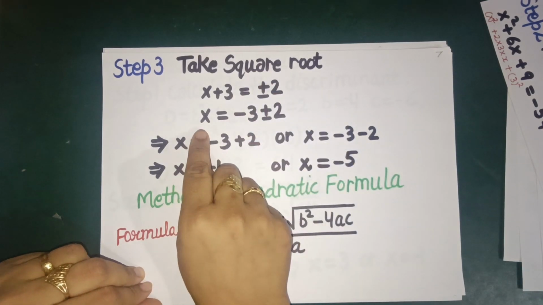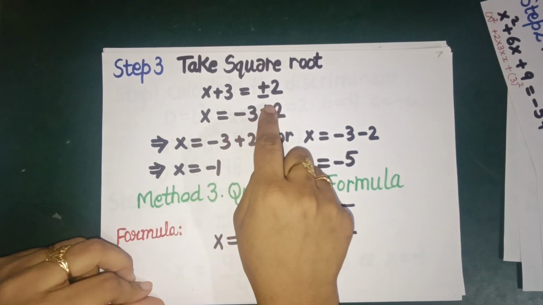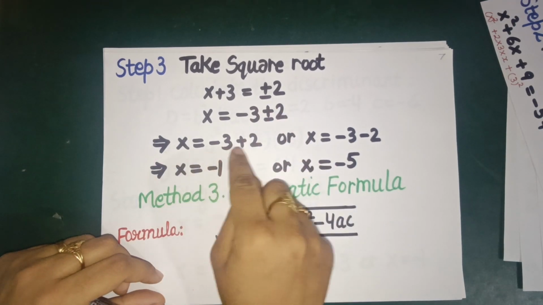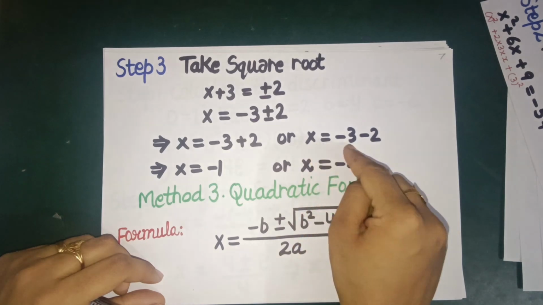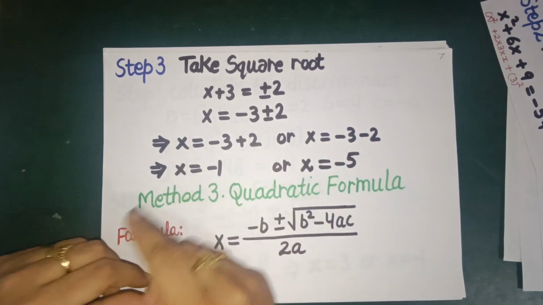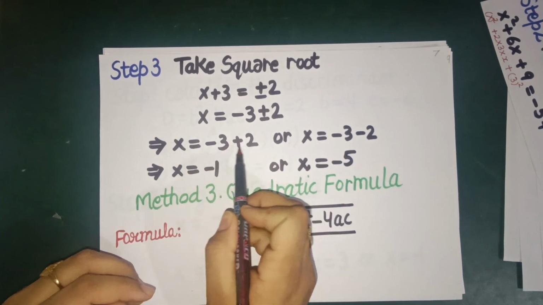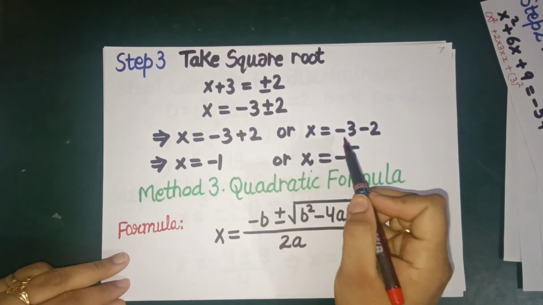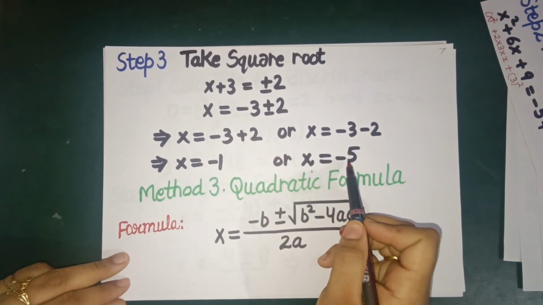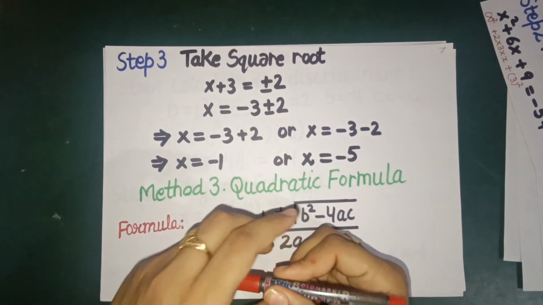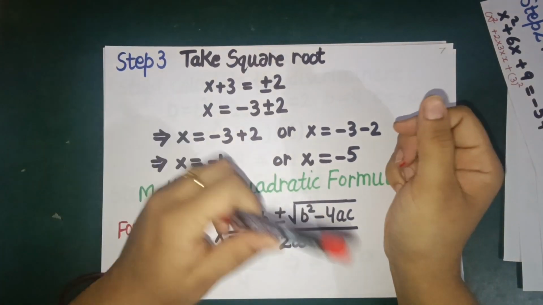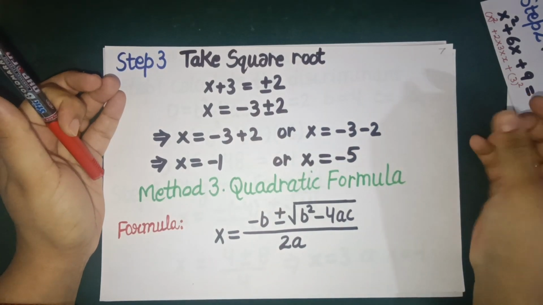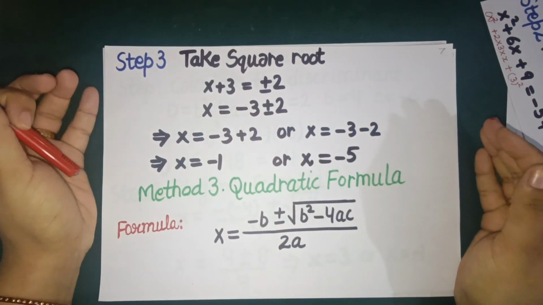And from here x = -3 ± 2. So x = -3 + 2, or x can be equal to -3 - 2. If x = -3 + 2, then we have x = -1. And for -3 - 2, x = -5. This solves our question.